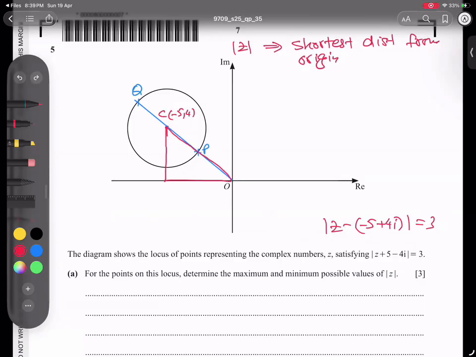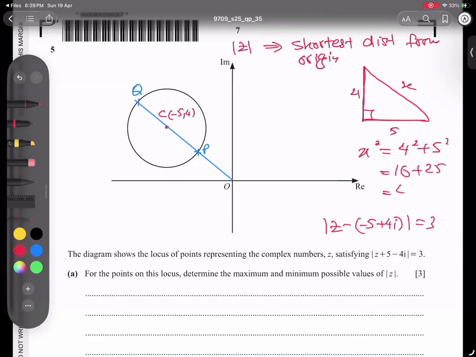But the thing is that I'm going to make this triangle. Can you see this triangle, student? This triangle I'm going to make separate. And what is this distance? You can see 5. And this is 4. And this triangle I'm going to make separate. You see here. And I apply the Pythagoras theorem, x squared is 4 squared plus 5 squared, 16 plus 25, I got root 41. So I think this part is clear. So basically this distance is root 41 and this distance is 3.